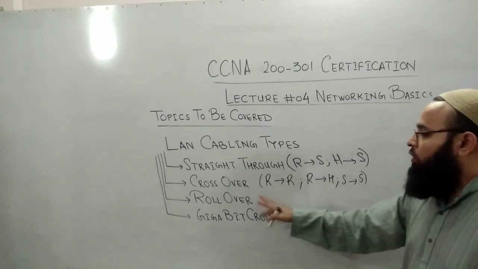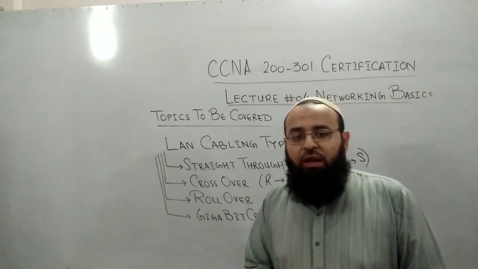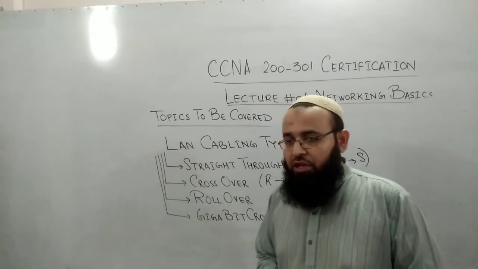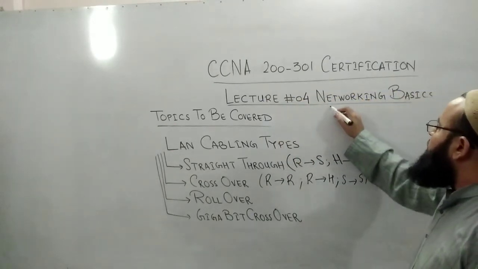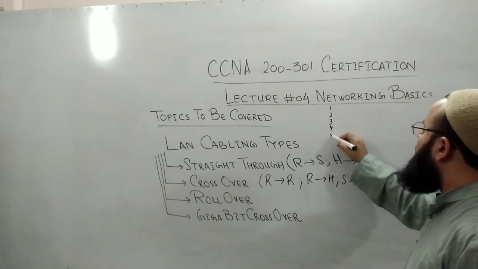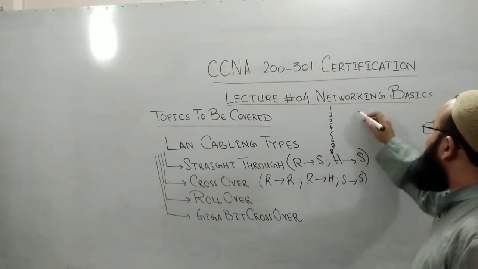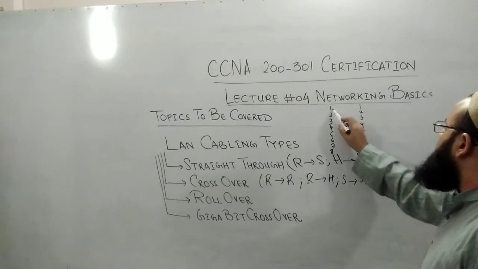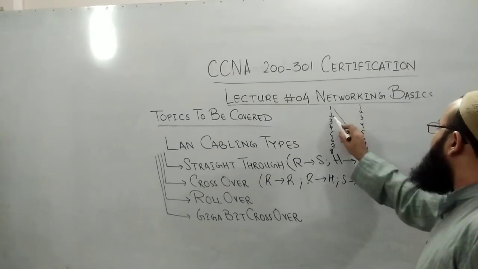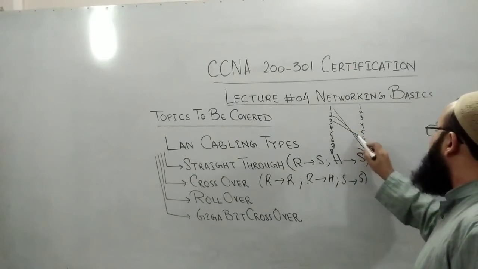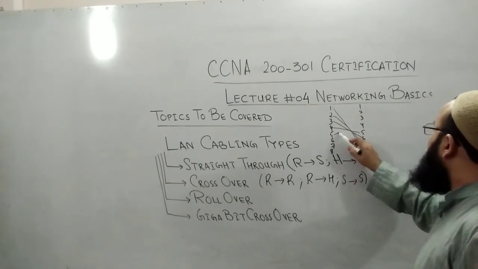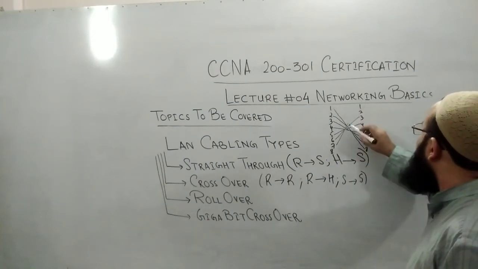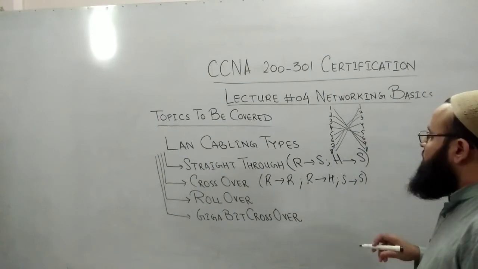Now coming to the rollover cable. What is a rollover cable? A rollover cable just connects all the pins in the opposite fashion. What is meant by this? If you have pins 1, 2, 3, 4, 5, 6, 7 and 8 on one side and 1, 2, 3, 4, 5, 6, 7 and 8 on the other side, what you have to do is connect pin number 1 with pin number 8, pin 2 with pin 7, 3rd with the 6th, 4th with the 5th, 5th with the 4th, 6th with the 3rd, 7th with the 2nd, and finally the 8th with the 1st.